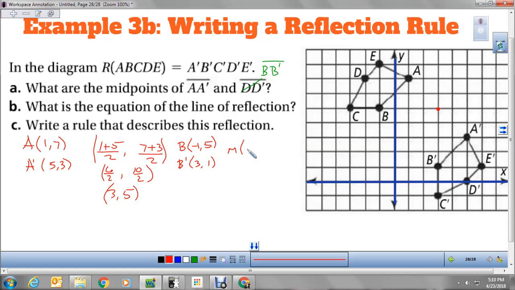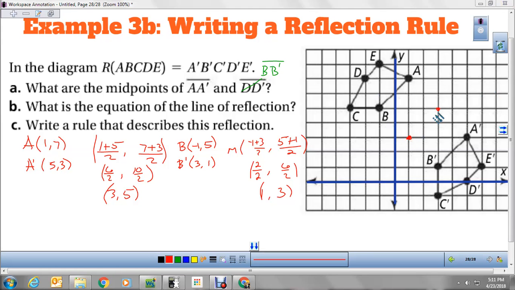So the midpoint is going to be -1 plus 3 all over 2 and 5 plus 1 all over 2. So this gives me a 2 over 2, and this gives me a 6 over 2, which means it's going to be 1 and 3. So 1 and 1, 2, 3. That's the second point. So what is the equation of the line of reflection?